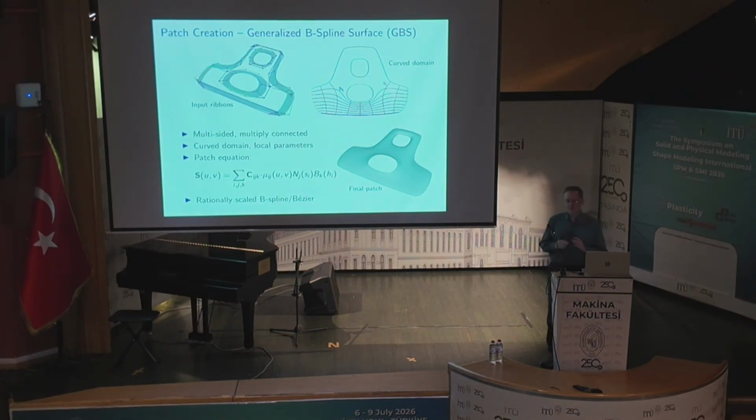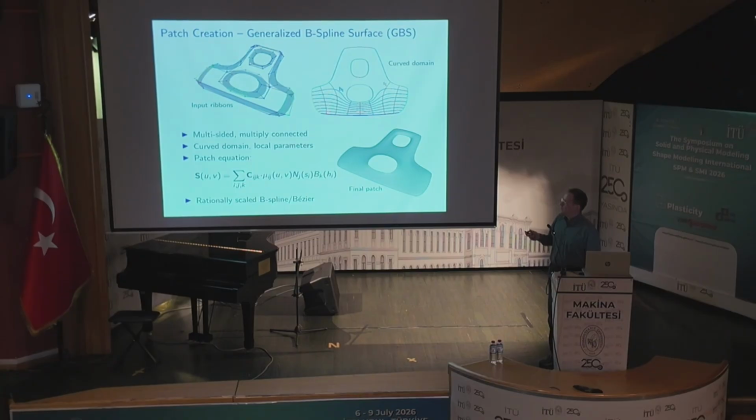And finally, when we have our ribbons, these define the outer and inner boundaries and boundary constraints that we want to interpolate. So the final step is to create a surface that does that. And we use, for this purpose, generalized B-spline surface, or GBS. And as we have heard yesterday, these are created by first creating a curved domain based on the boundaries. And also we need some special local parameterizations.